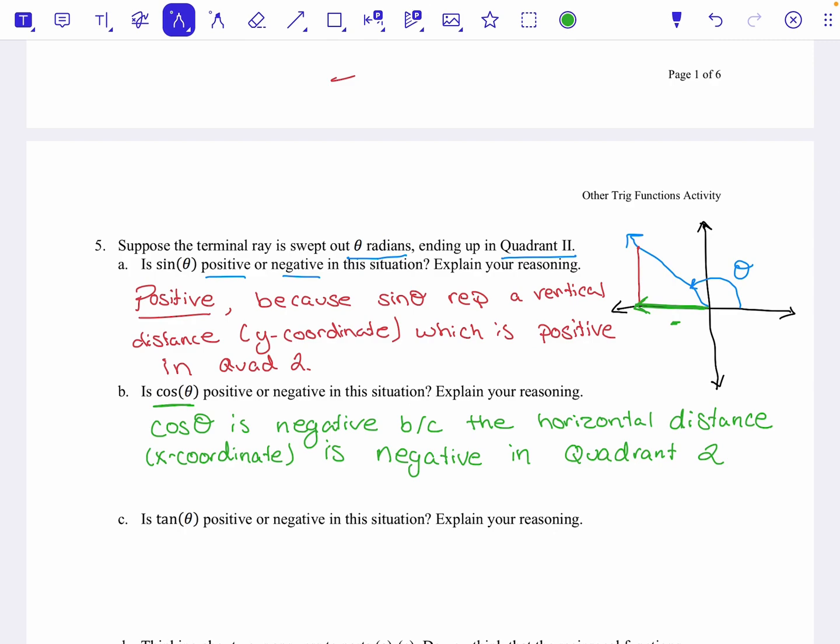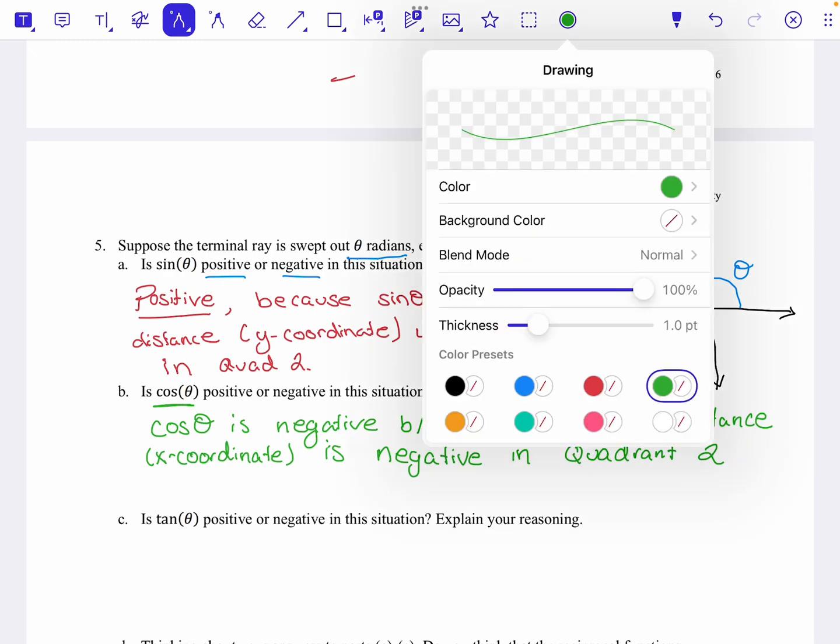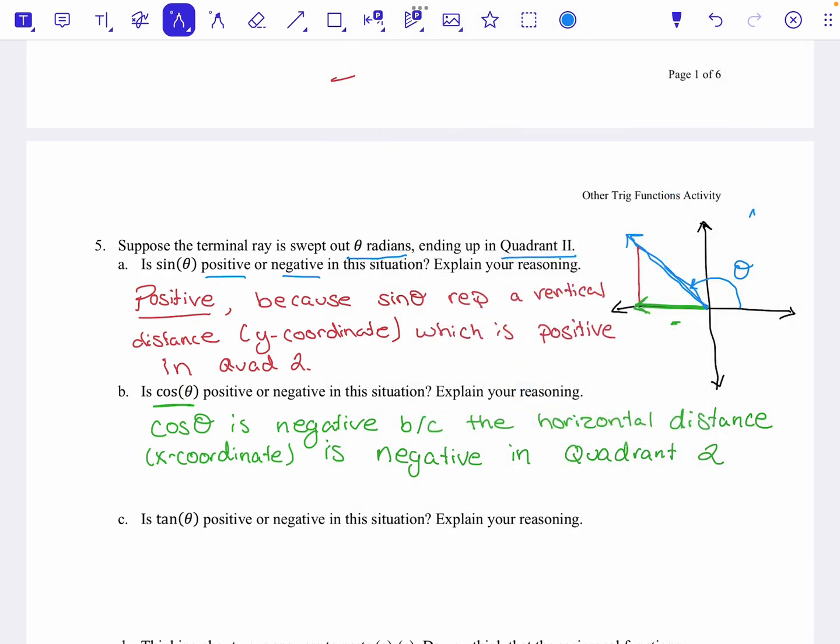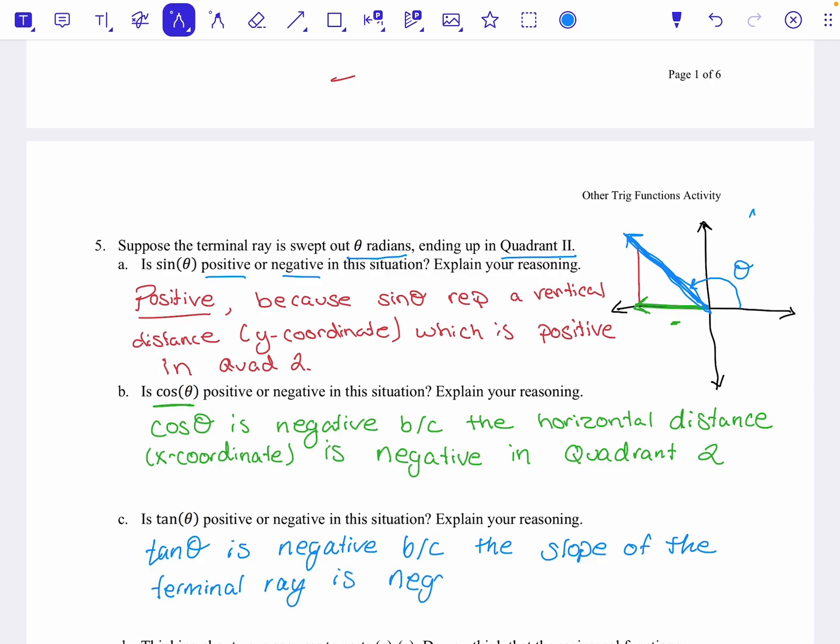All right, so we're still just looking at our normal trig functions. Sine is positive, cosine is negative, and of course now we're looking at tangent. Well, tangent is the slope of the line. If I think about this terminal ray as a line, that line is going to have a negative slope. So tangent of theta is negative because the slope of the terminal ray is negative in quadrant 2.